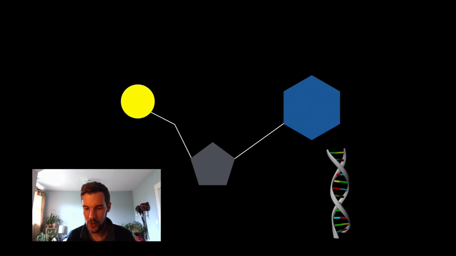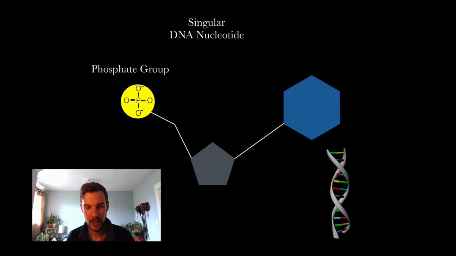So if we talk about one of them, it's going to have a phosphate group. So this is a single DNA nucleotide. Phosphate group, and that's going to be inorganic, so it's not going to contain carbon. It's going to be bonded to a pentose sugar, and the pentose sugar is going to be a carbohydrate, and it's going to have 5 carbons ordered like this, and we're going to talk later about the 3rd carbon.